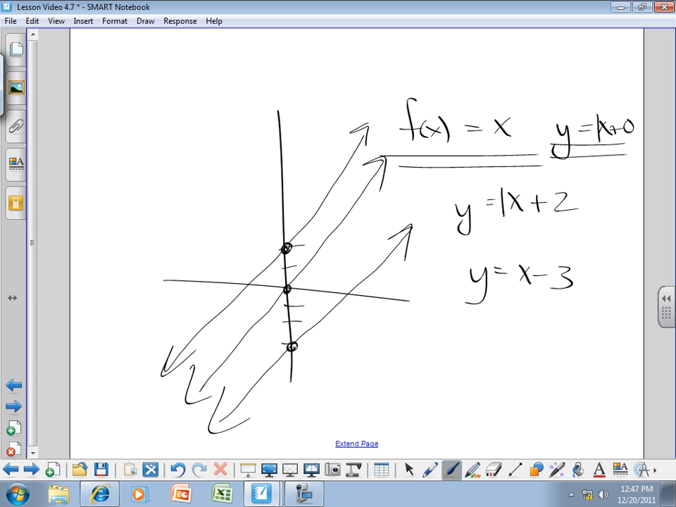Okay? So you can compare and kind of see, all right, I know what y equals x looks like, and now I know what this is going to look like based on did it change the y-intercept or did it change the slope, the steepness or the non-steepness of that line. All right?